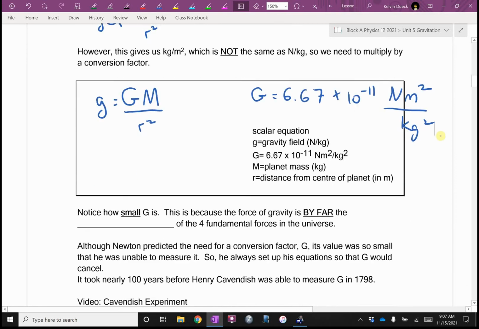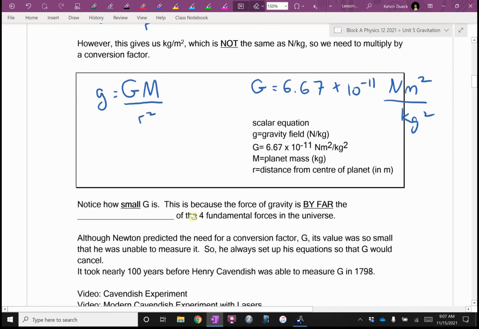So I wrote here, notice how small G is. This is because the force of gravity is by far the smallest of the four fundamental forces. Electromagnetism, which explains electricity and magnetism. That's the one that probably impacts you the most without you realizing it. Then the two other ones occur inside the nucleus of the atom.